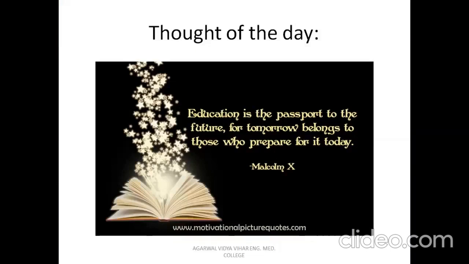The thought of the day is: education is the passport to the future. Or you can say education is the passport to your dreamland, where you want to go. So prepare for tomorrow, but you have to prepare today, as it is said by Malcolm.